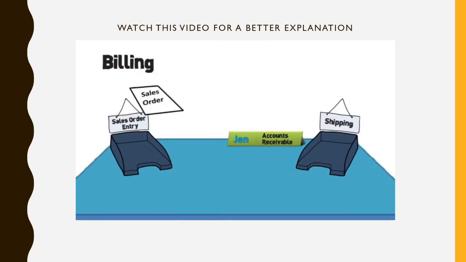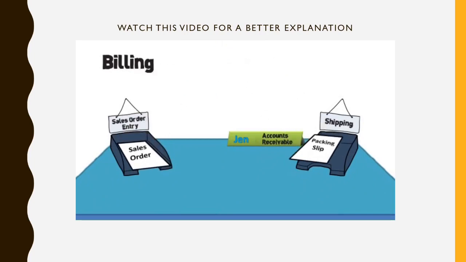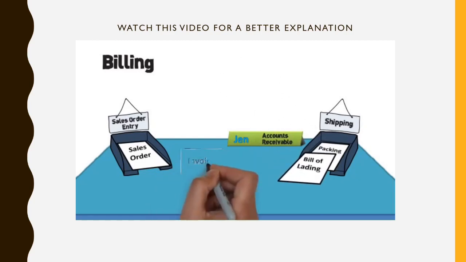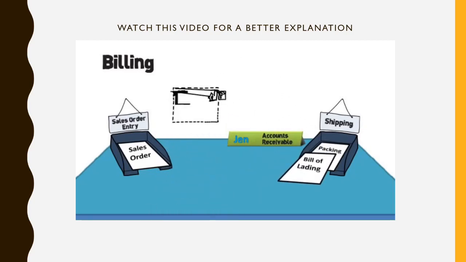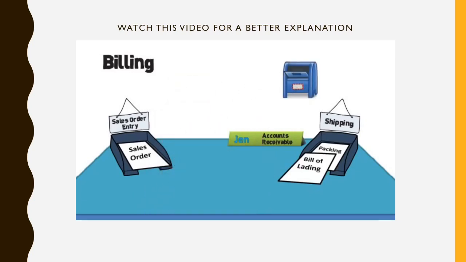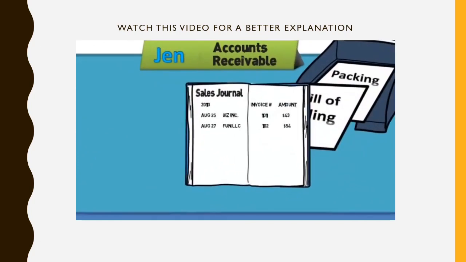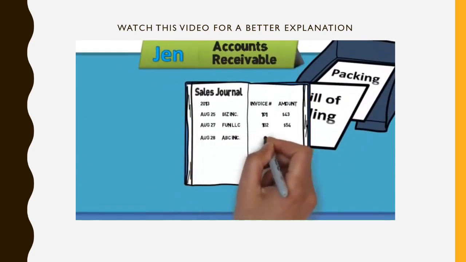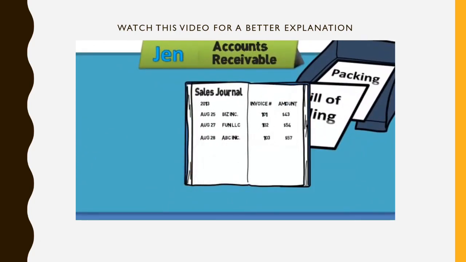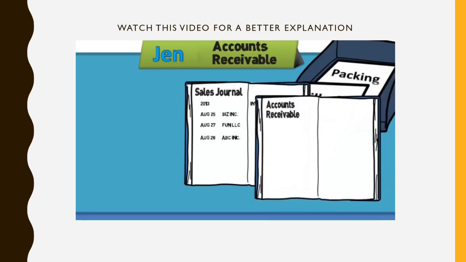Let's say that Jen receives a sales order from the sales order entry process along with a packing slip and bill of lading from shipping. Jen uses these to create an invoice, which is then sent to the customer. She will then record the sale in the sales journal and update the accounts receivable for this customer.